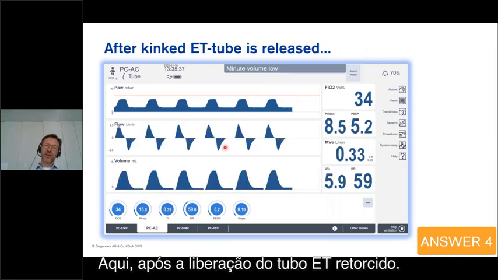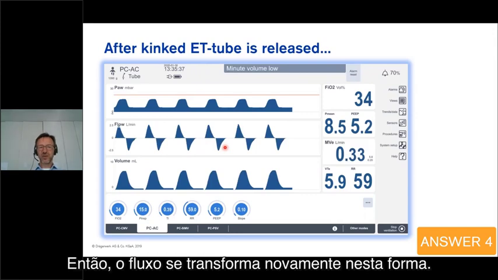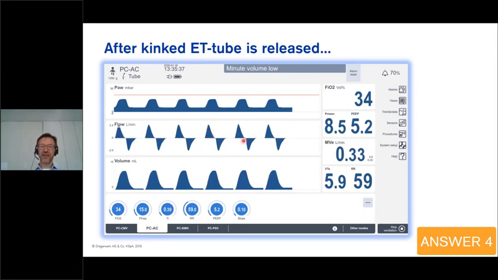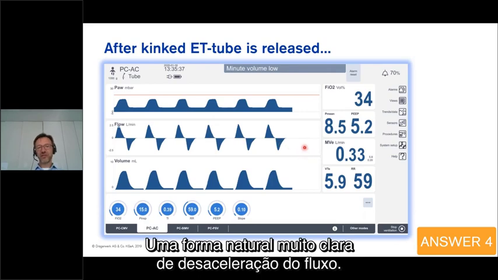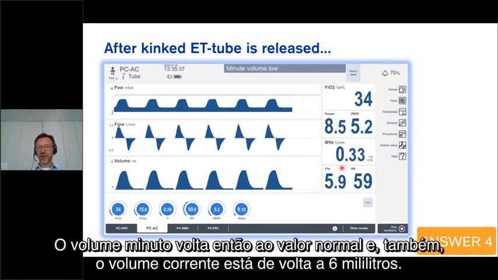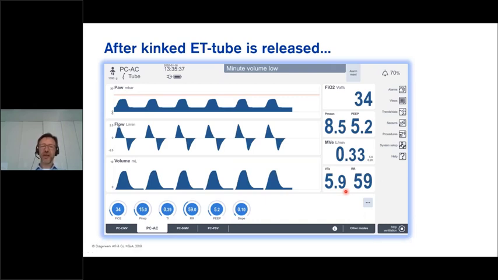After we have released the kinked ET tube here, the flow turns into this shape again, a very clear natural shape of decelerating flow. And the minute volume is then back to a normal value, and the tidal volume is back to 6 milliliters. Okay.